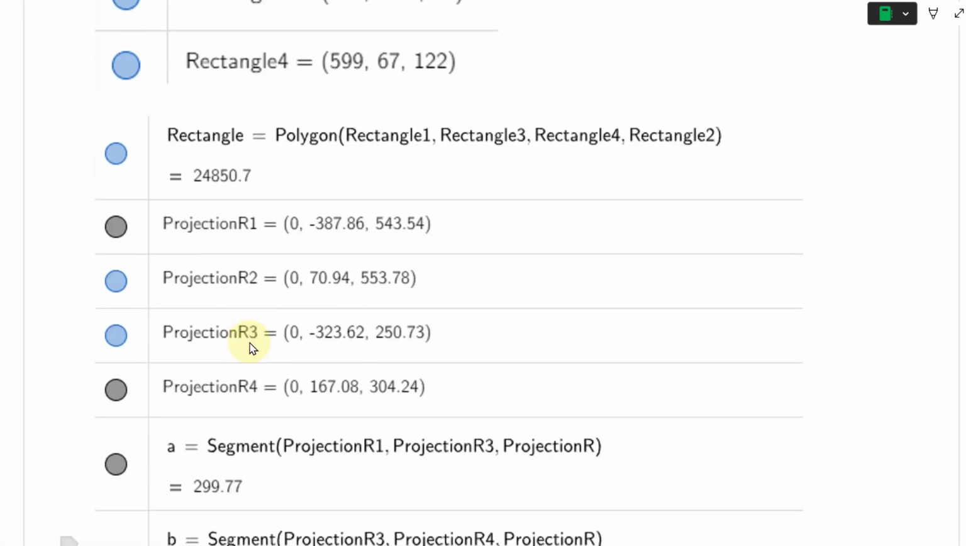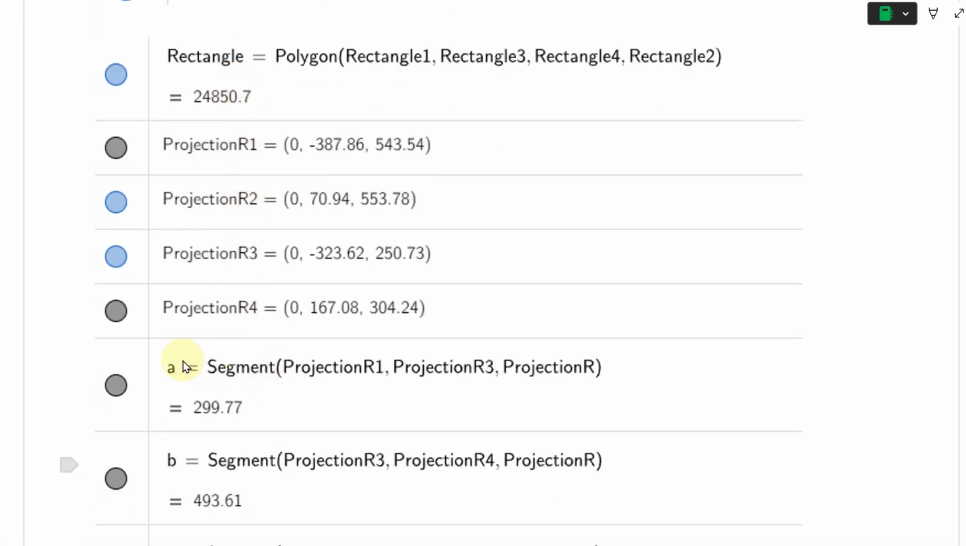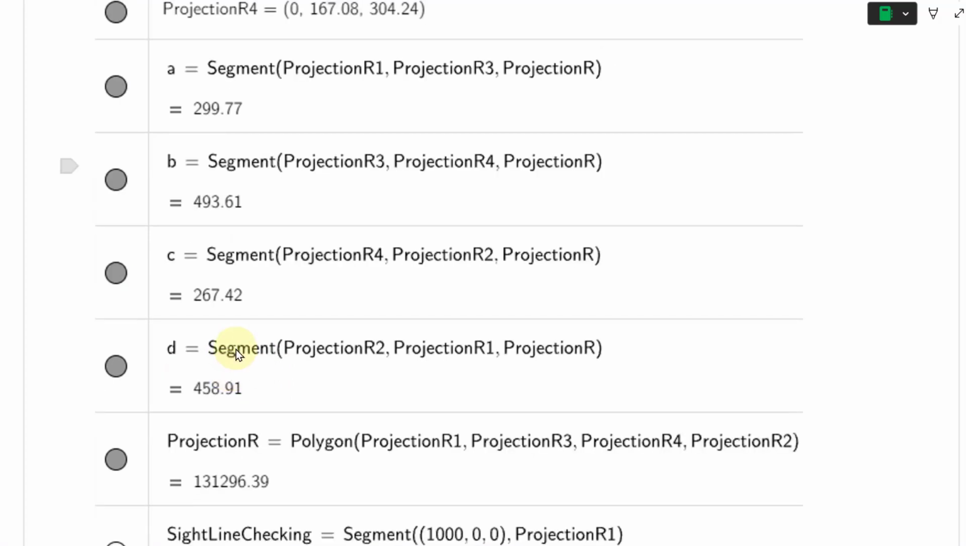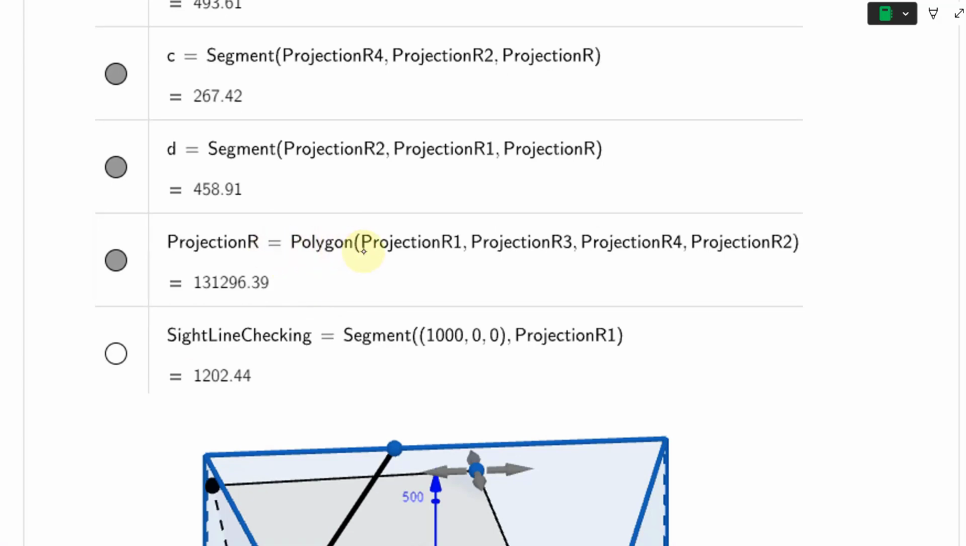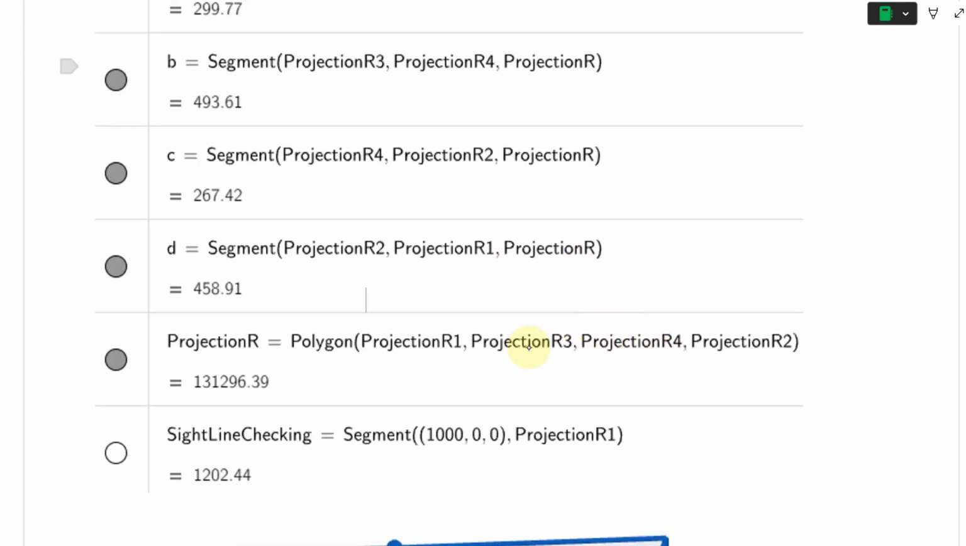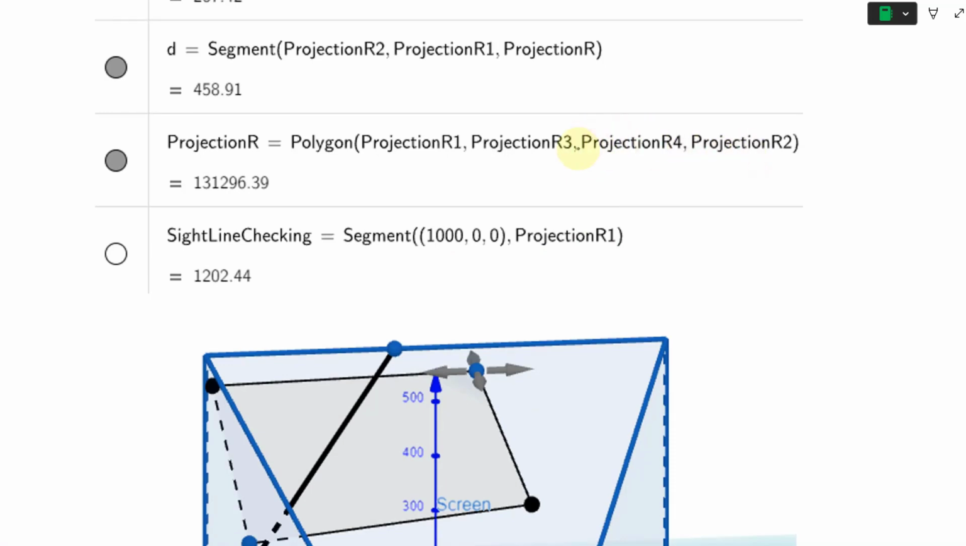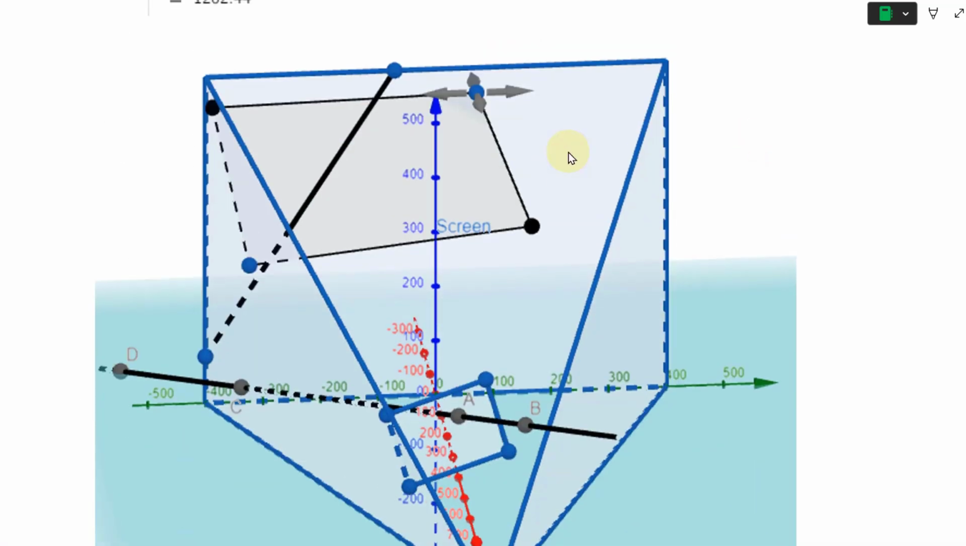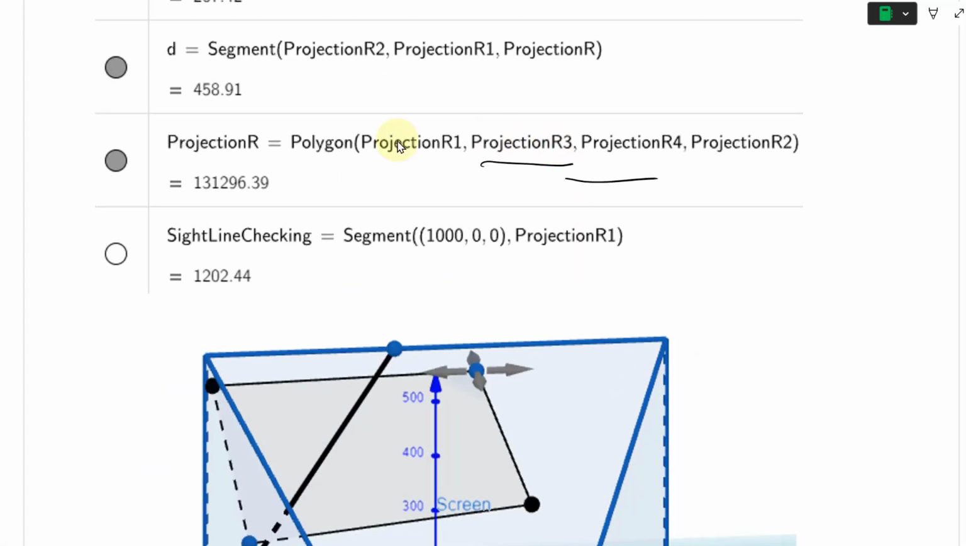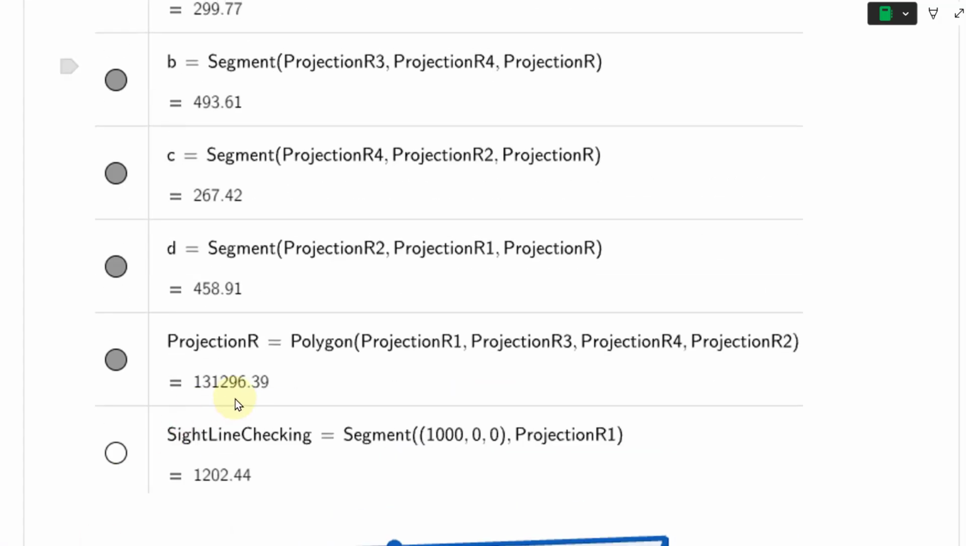So I plug in those projections, and then I create a segment. Actually, no, I don't create it. These are auto-created by GeoGebra for some reason. For these ones, I just go in here and create a polygon: projection R1, projection R3, and then R4, R2. I made sure this is in order, because otherwise you're going to have a different cross-section, something that looks like this. If this is the point, you go here, and if you do it out of order, you get a star or some random shape. So I had to rearrange it so that it looks like a rectangle.